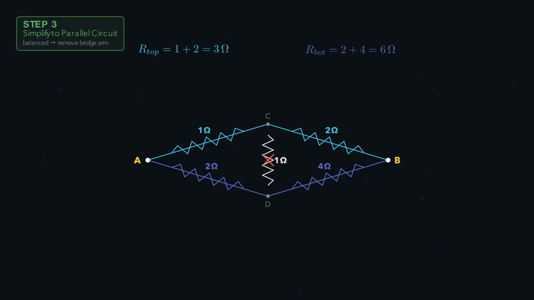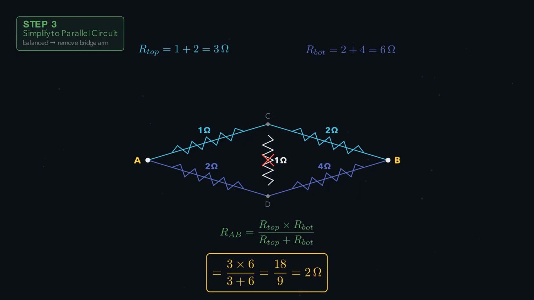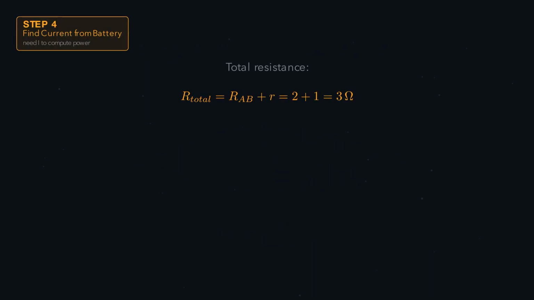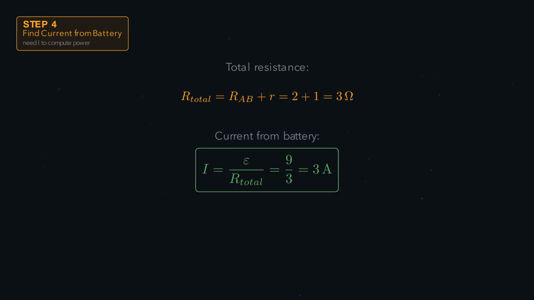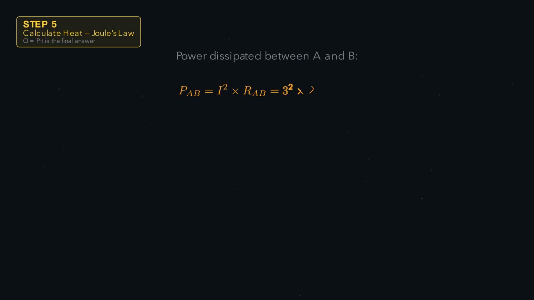The top series branch is 1 plus 2, 3 ohms. The bottom branch is 2 plus 4, 6 ohms. Two parallel branches, 3 and 6 in parallel, give us an equivalent resistance of 2 ohms between A and B. Adding the 1 ohm internal resistance gives a total of 3 ohms. The battery drives 9 volts through 3 ohms, that's 3 amps.